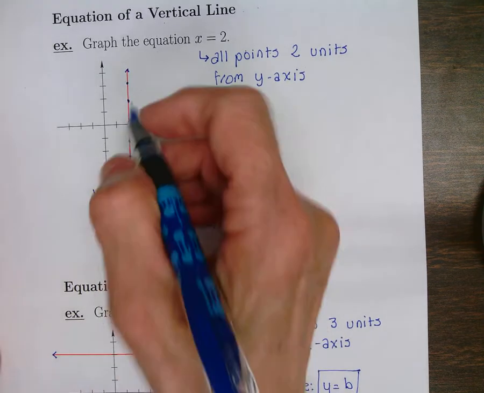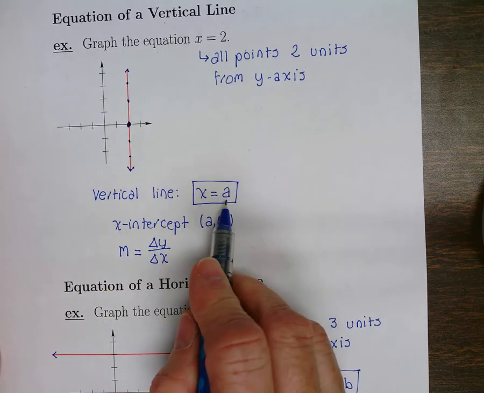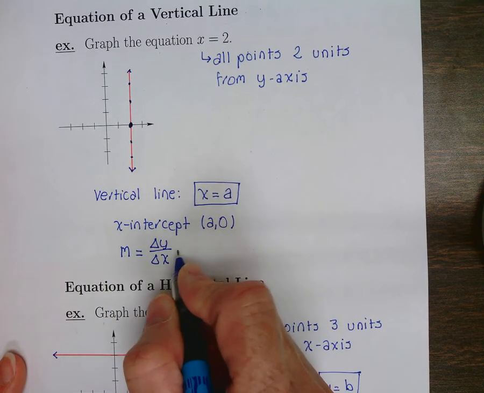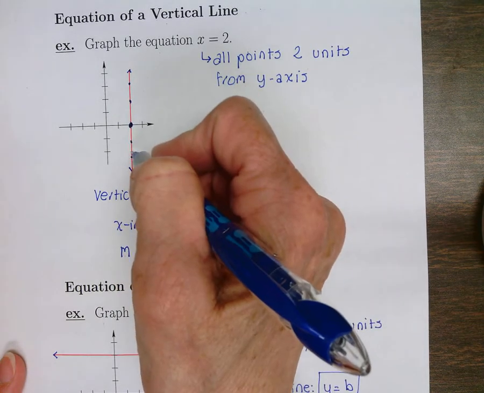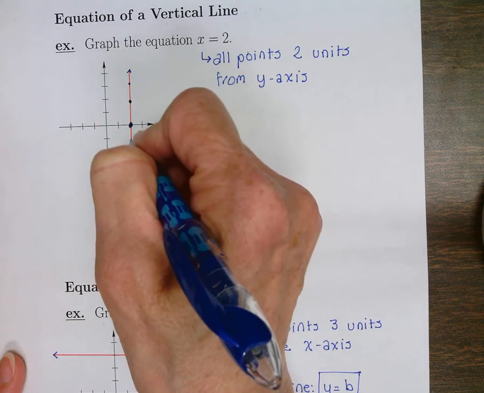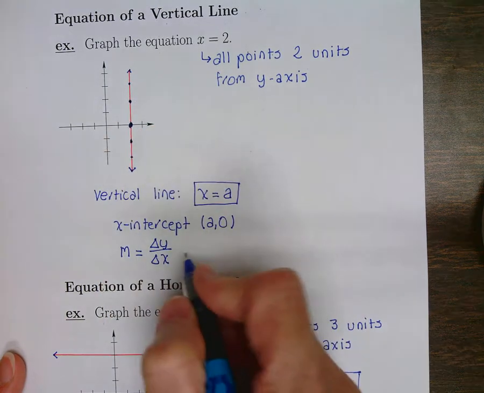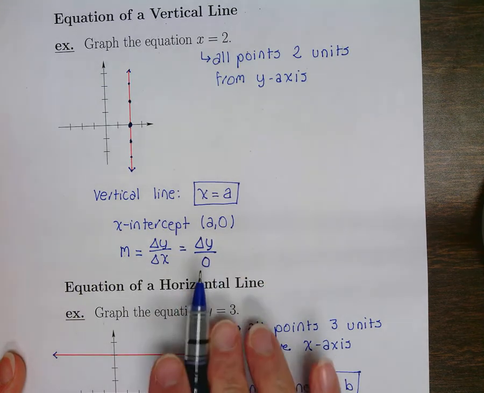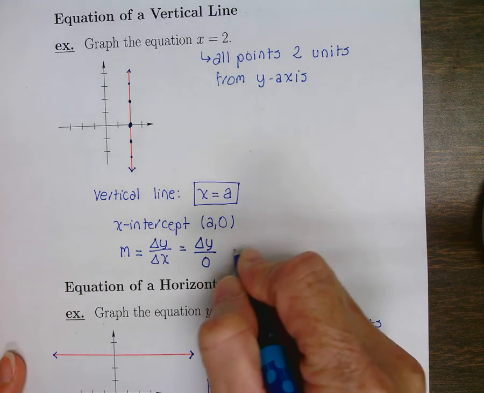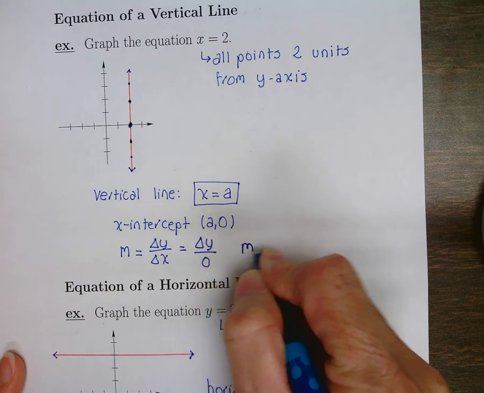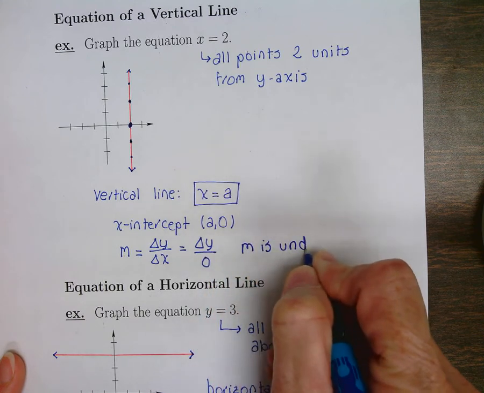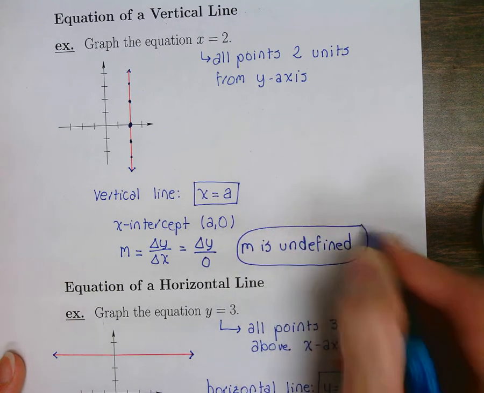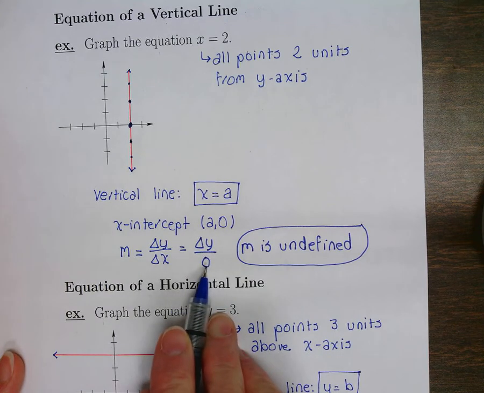It will go through the intercept (a, 0), whatever that a value is, and when we think of slope, slope is change in y over change in x. Well, what's the change in x? If I take any 2 points on this line, they have the same x coordinate. So it's going to be the change in y over 0. There is no change in x, and so the slope is undefined. So vertical lines have no slope, because if we think of that ratio of change in y over change in x, there is no change in x.